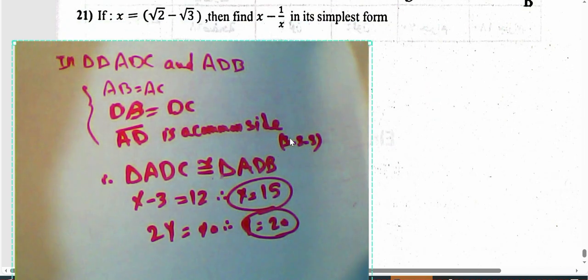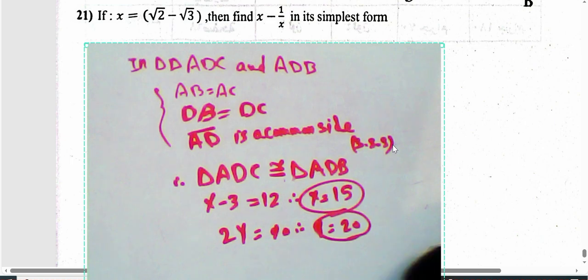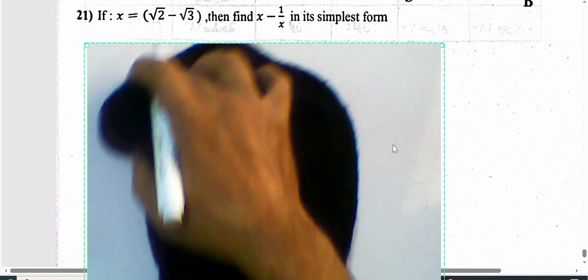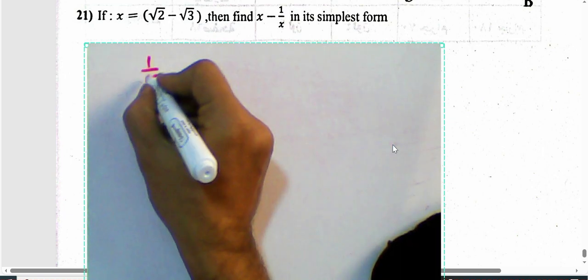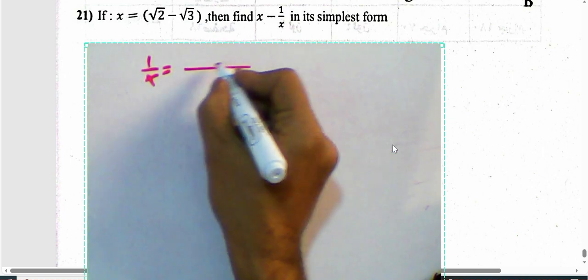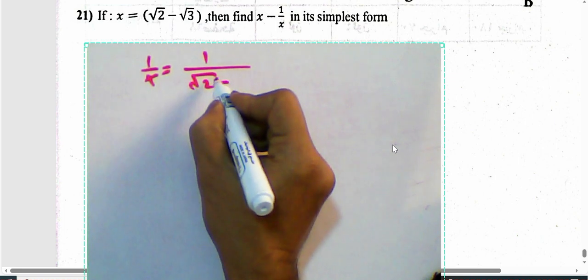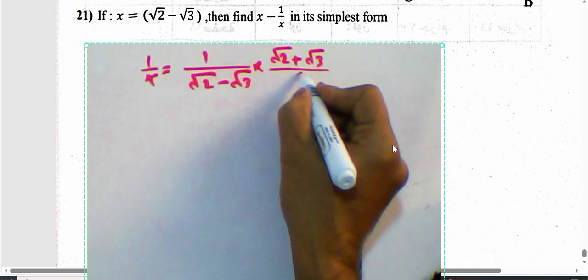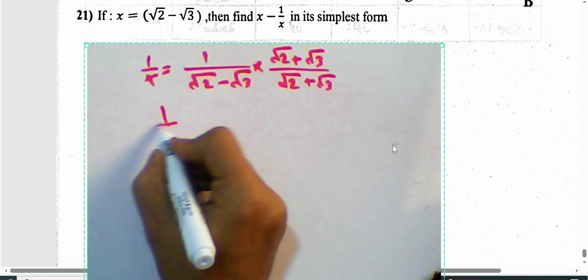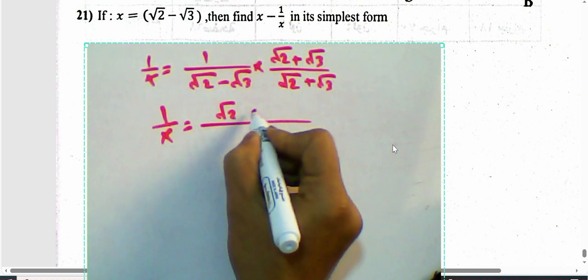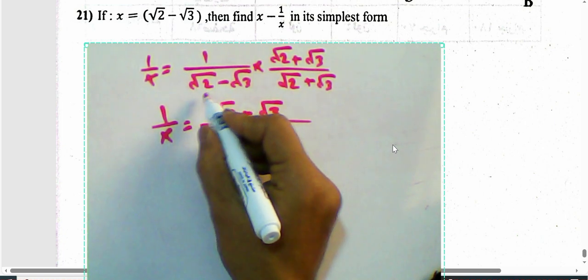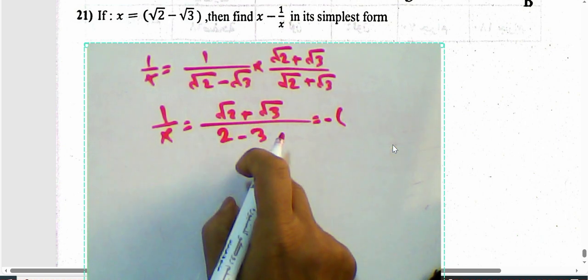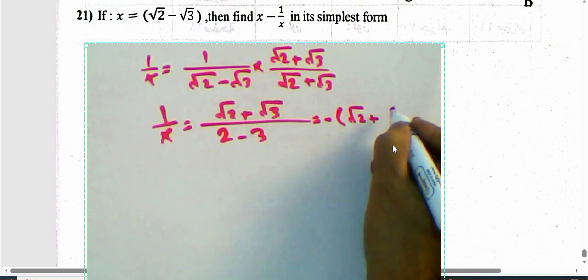Next question. If x equals root 2 minus root 3, find the value of x minus 1 over x. First step, we can find 1 over x in the simplest form. It's a conjugate. Okay, write 1 over root 2 minus root 3, multiplied by the conjugate of the denominator, root 2 plus root 3, and here root 2 plus root 3. Then 1 over x equals root 2 plus root 3, and down root 2 times root 2 equals 2, root 3 times root 3 equals 3. Then the answer will be negative: 2 minus 3 is negative.